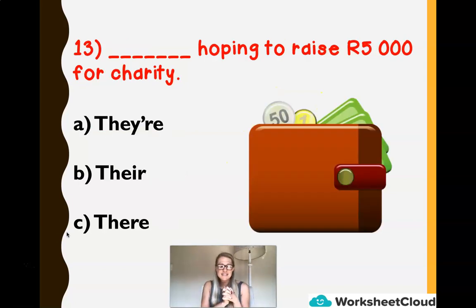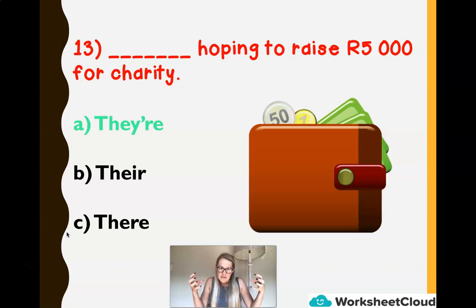Right, number 13. This is our third and final, our third question for today. So again, we've got our homophones. Which correct there is it? So there or there, hoping to raise 5,000 Rand for charity. Is it A, B, or C? And you guessed it, it is A.